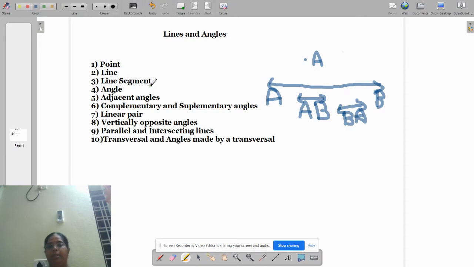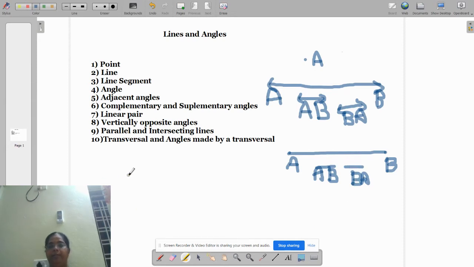Next is a line segment. A line segment is a part of a line which has two endpoints. You cannot extend a line segment. So it is represented with the help of capital letters of the English alphabet, and you will write it as line segment BA or AB.